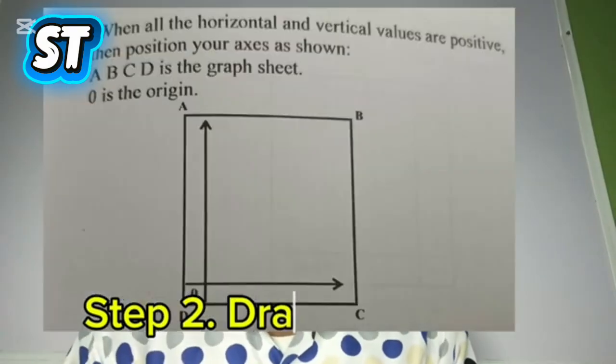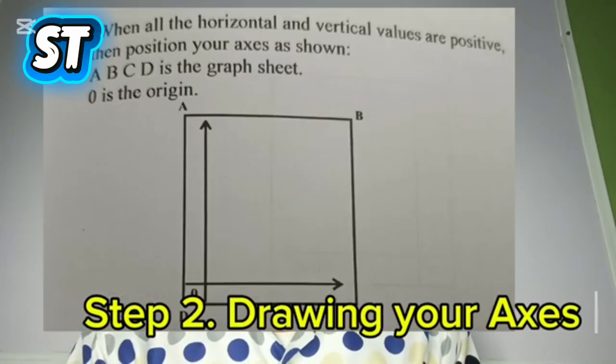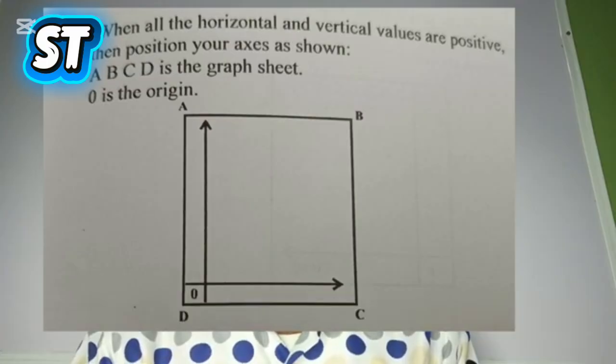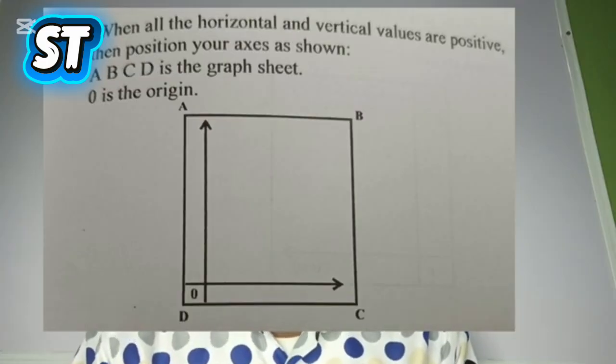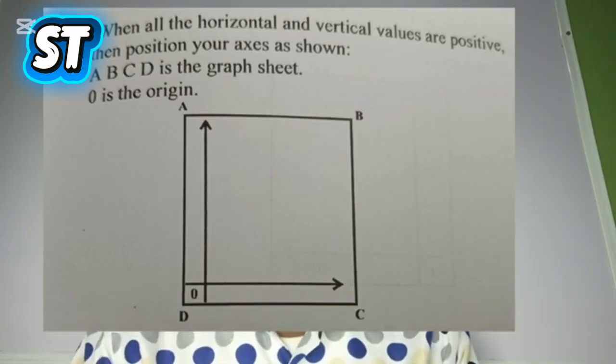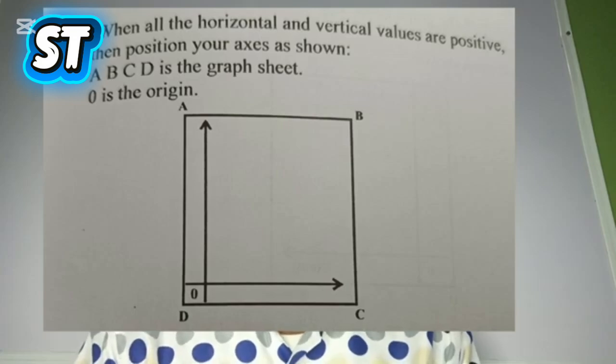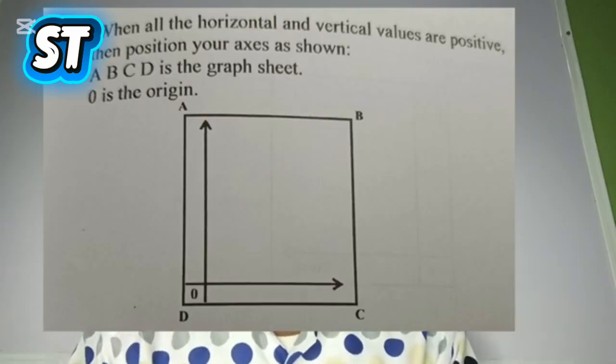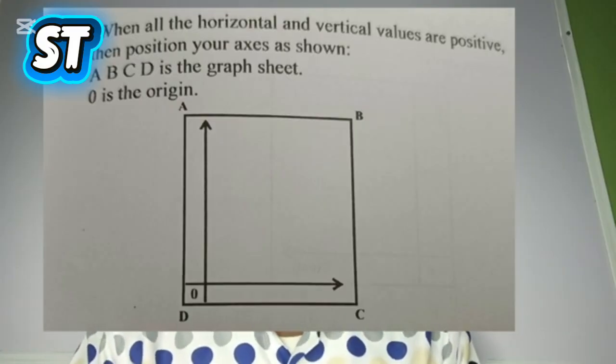So the second step is drawing your axis. There are many ways in which you can draw your axis depending on the factor. The first factor: when all the horizontal and vertical values are positive, then position your axis as shown in the diagram. In the graph, you will see that the vertical line is on the far left and the horizontal line is below. That's when both vertical and horizontal values are positive.